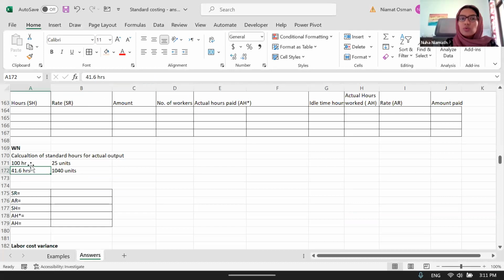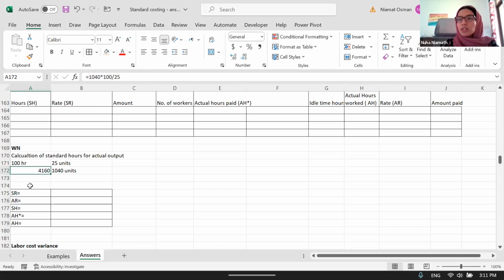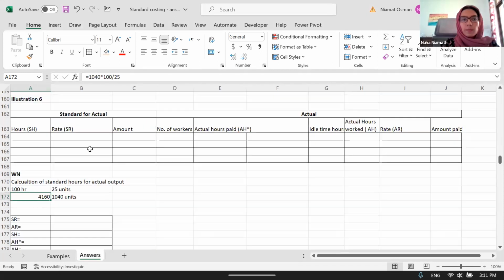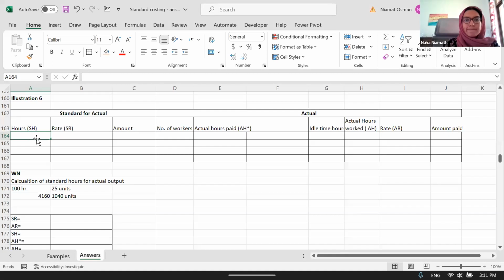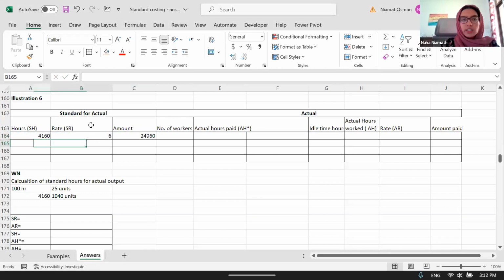To produce 1040 units, it will take 1040 into 100 divided by 25. It will be 4160 hours. The standard rate is given to be 6. So SH into SR is equal to 4160 into 6, which is 24,960.